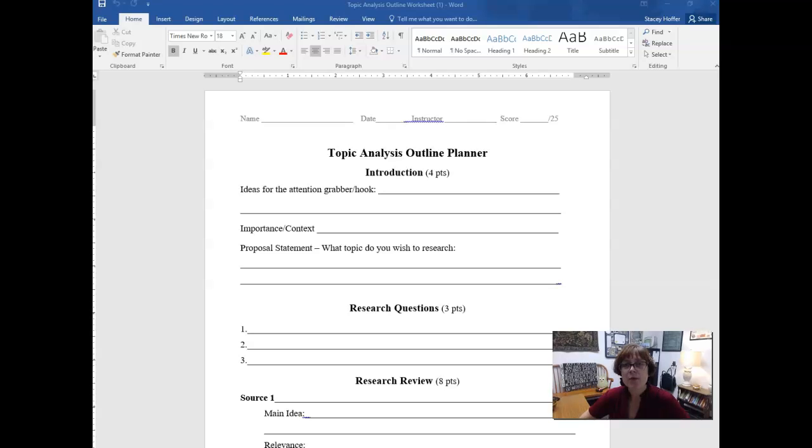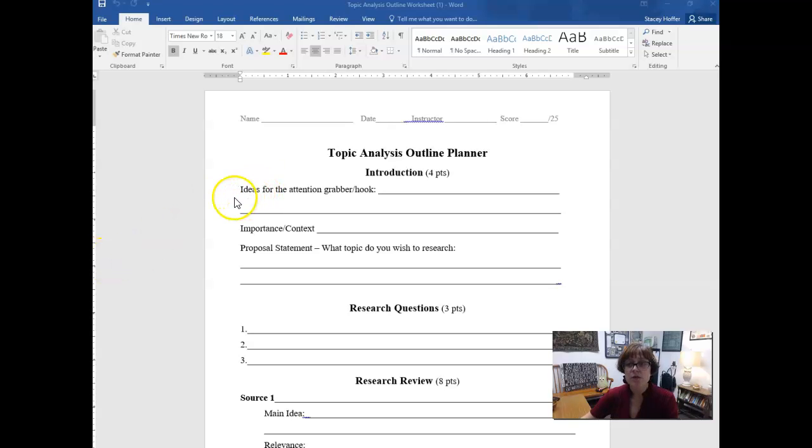So I've gotten a couple questions about the topic analysis outline, and I know we went over this in class, but some of you might have missed this in class, so therefore I wanted to go over it again now. So looking at the topic analysis outline planner, and you can do this as a quiz or as a worksheet, it's entirely up to you.